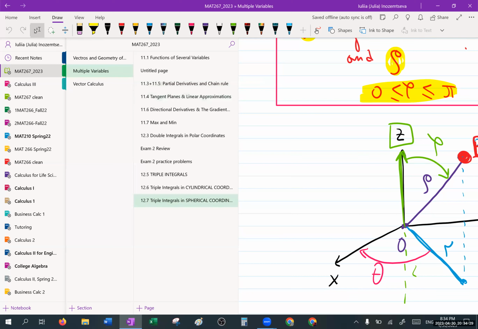I don't do linear approximation in any of my classes. We teach them, but I don't like putting them on tests. It's too much to remember. So tangent planes, yes, but approximations, no. Directional derivative and the gradient, we'll discuss that. Means max, discuss that. Double integrals in polar, triple integrals. Yes, you need to know all of these, obviously.